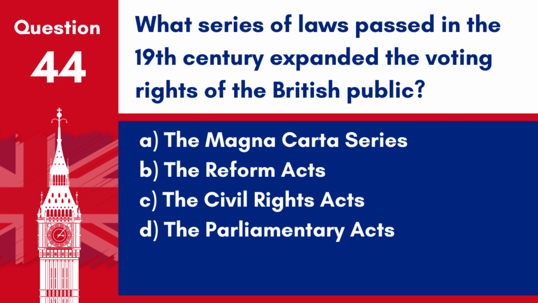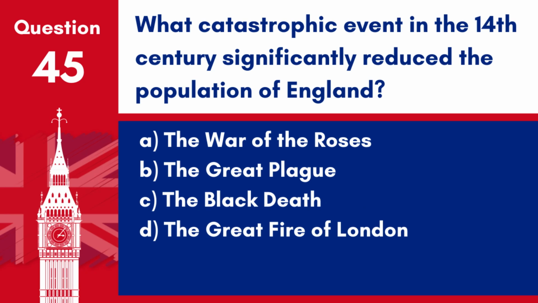Question 44. What series of laws passed in the 19th century expanded the voting rights of the British public? A. The Magna Carta series. B. The Reform Acts. C. The Civil Rights Acts. D. The Parliamentary Acts. Answer. B. The Reform Acts. These acts, particularly those passed in 1832, 1867, and 1884, significantly expanded the franchise and shaped the development of democratic governance in the UK.